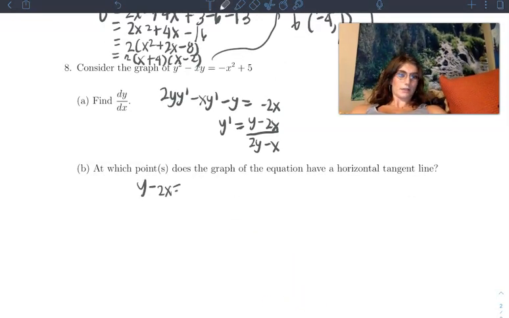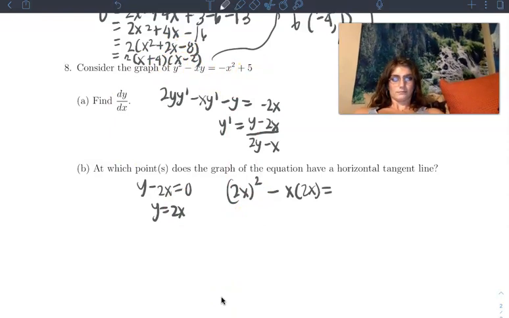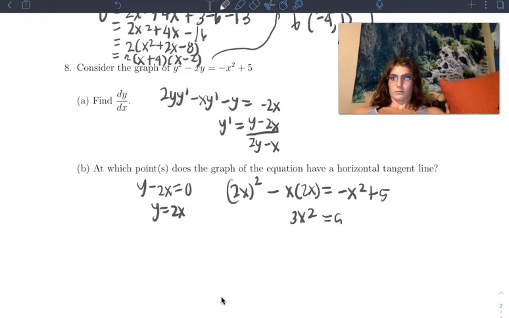You're doing a horizontal tangent line, so you want the slope to be 0. So set the numerator, or the top of the fraction, so this piece, equal to 0. And then when you get y equals 2x, just plug it into the original equation in the problem 8, so up here. And then be careful because the y is being squared as well in the problem, which is why we end up with 4x squared minus 2x squared, and then you can solve. I just didn't write it out.